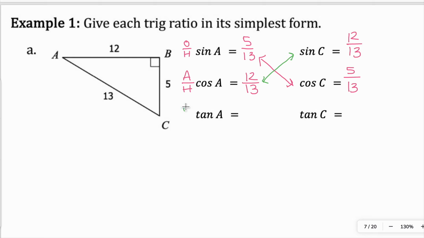Last part is tangent. Tangent is TOA, so opposite over adjacent. So opposite of A is 5, adjacent to it is 12, so 5 over 12. And then the tangent of C, opposite is 12, adjacent is 5, so 12 over 5. So tangents are just reversed.